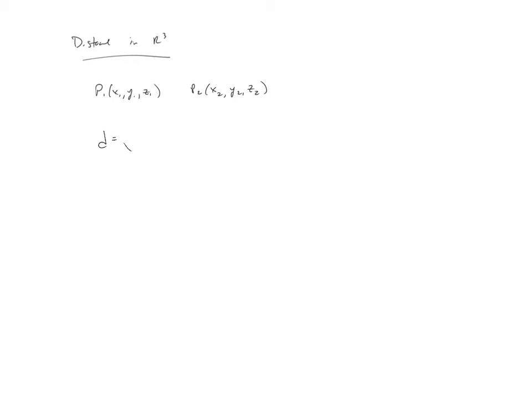We're just now going to have an additional component. So we would have the x2 minus x1 squared plus y2 minus y1 squared. Now it's plus z2 minus z1 squared. So it's the same exact idea for distance between 2 points in R3, once again using that Pythagorean idea. And since that holds, we're very fortunate.